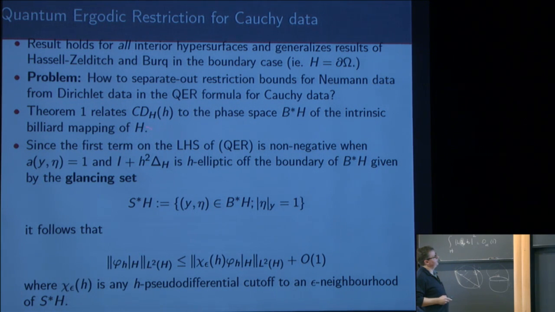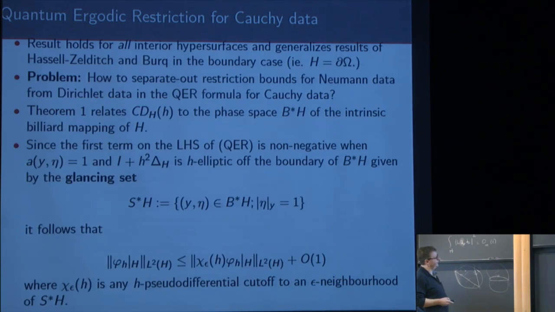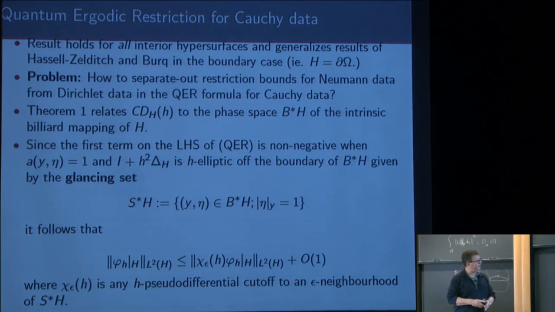This theorem that I just wrote down relates Cauchy data to the intrinsic billiard mapping. I'll say something about that in a minute. But I just wanted to say that this term here, this thing that I multiply by this operator, is elliptic off the tangential set. So this is perfectly nice off the boundary of the cosphere bundle. This is the tangential set; it just picks out all the tangential covectors to H.